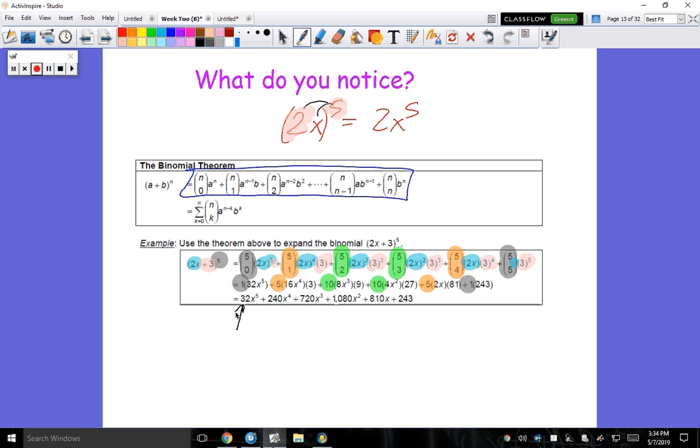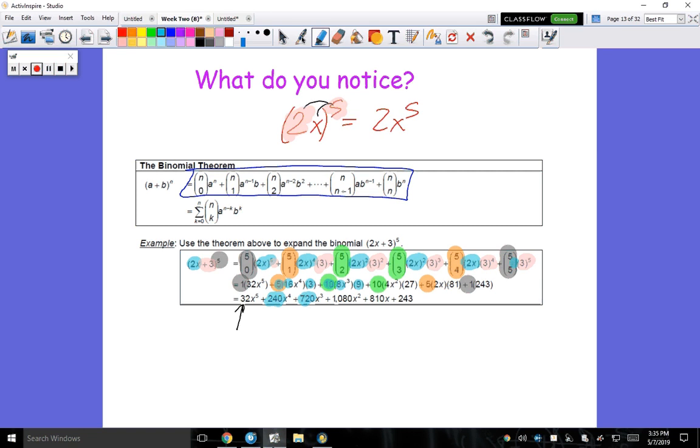Okay? And then 16x to the 4th times 5. This 16 times 5, then times 3. There's a lot going on right here. This times this will get you that, and it's x to the 4th. 8, 9, and 10 give you 720.